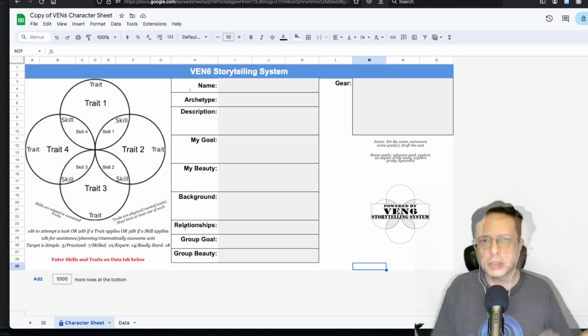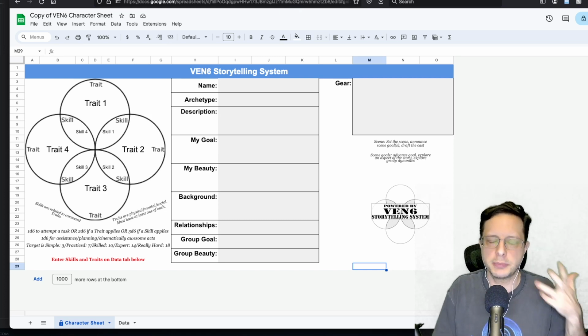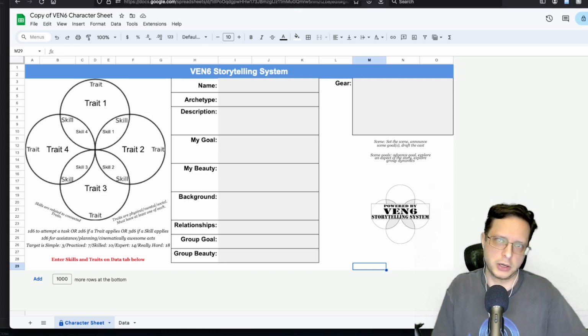It makes it a little easier to fill out the character sheet. As we take a look at the actual Venn diagram itself, you will notice that around the outside, we have 4 examples of a trait. And where they overlap, we have 4 examples of a skill. Again, on the outside, we have these 4 fundamental traits, which are basically the building blocks of your character.